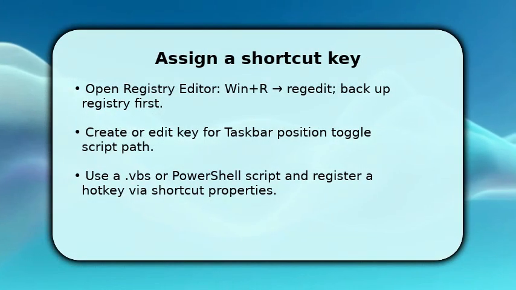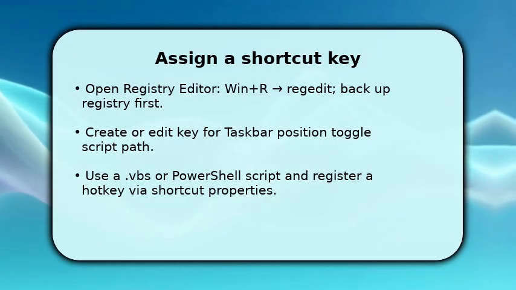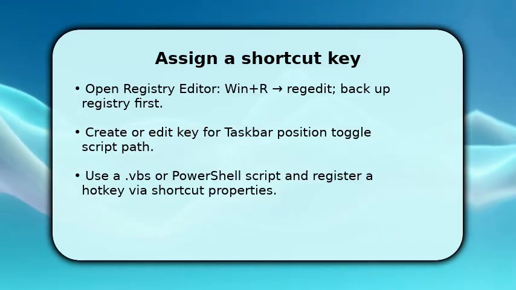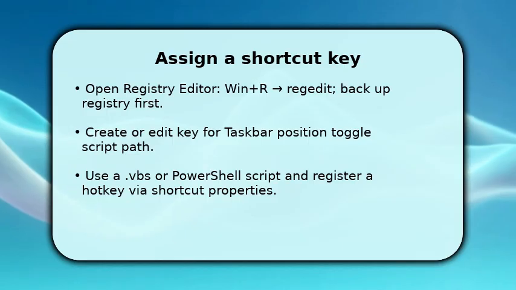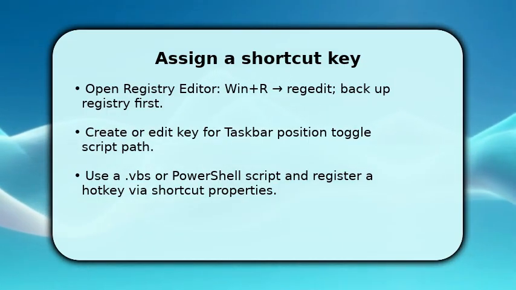You'll edit the registry only after a backup. Press Win+R, type Regedit, and export the registry hive. Next, create a key or use an existing startup shortcut that points to a VBS or PowerShell script which toggles taskbar position. This script changes taskbar settings and restarts Explorer. Then create a desktop shortcut to that script.